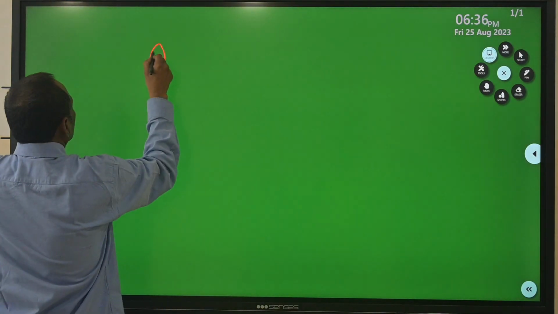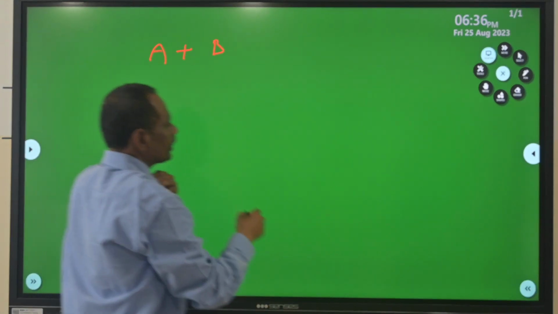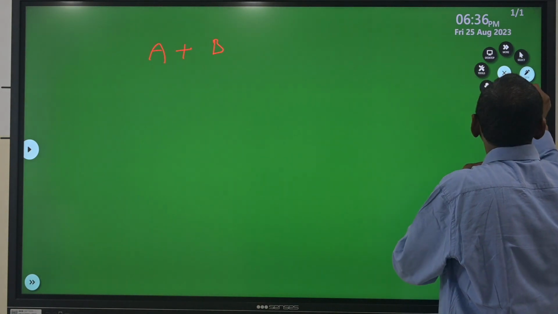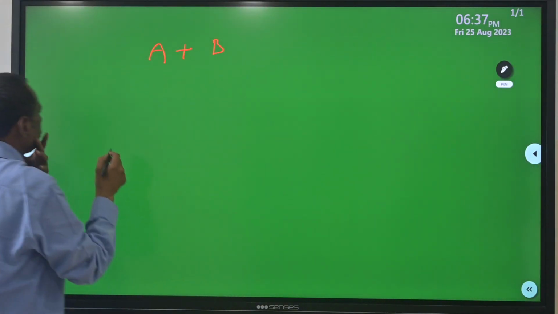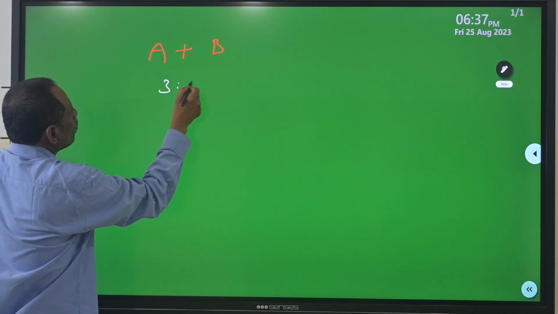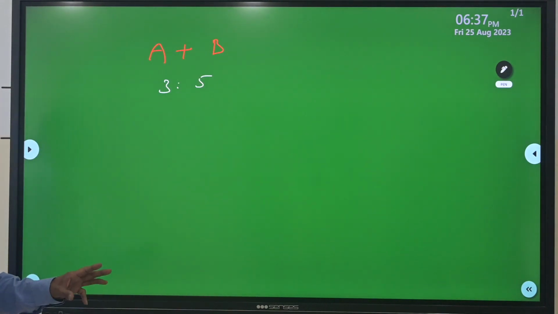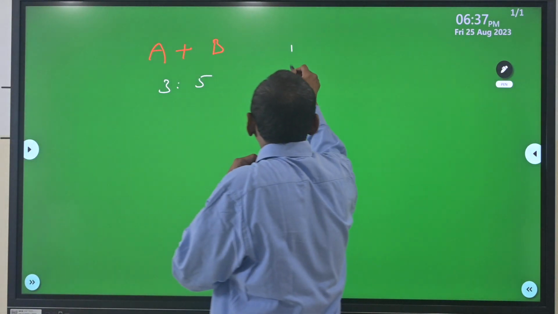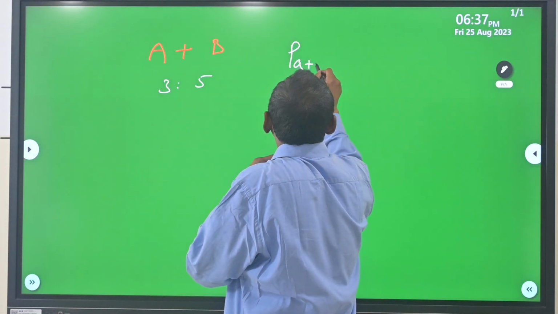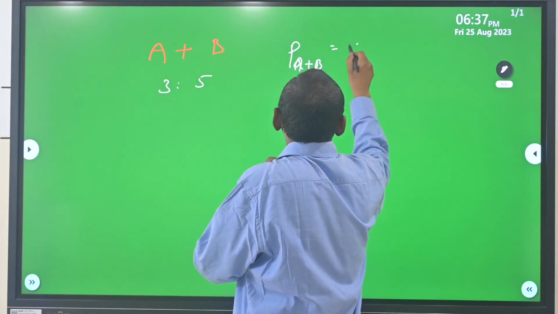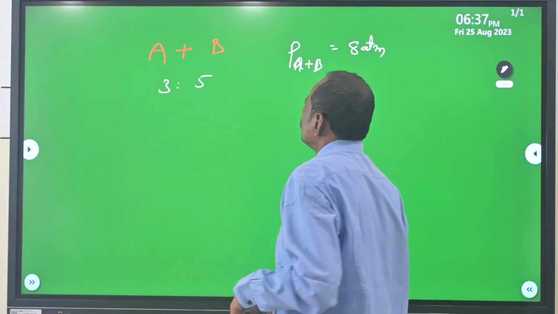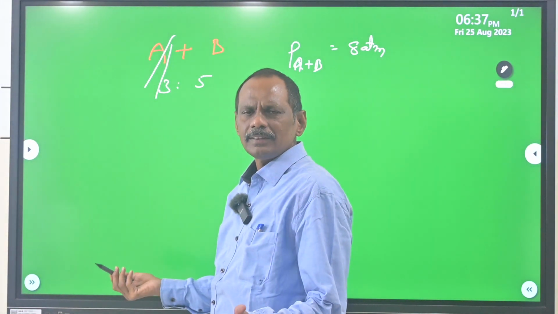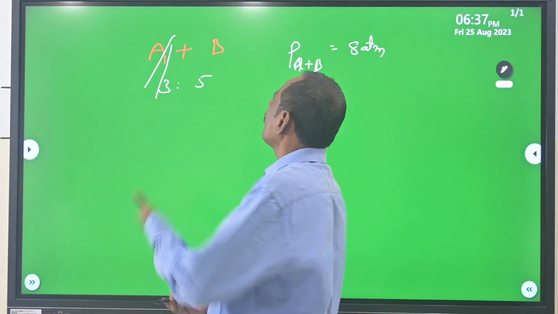A and B are present in the mixture. Their mole ratio is 3:5. A is present in 3 moles and B in 5. The total pressure of the gas mixture is 8 atmospheres. If A is completely removed from the container, then B is there. So what is asked in the question? The partial pressure of B.